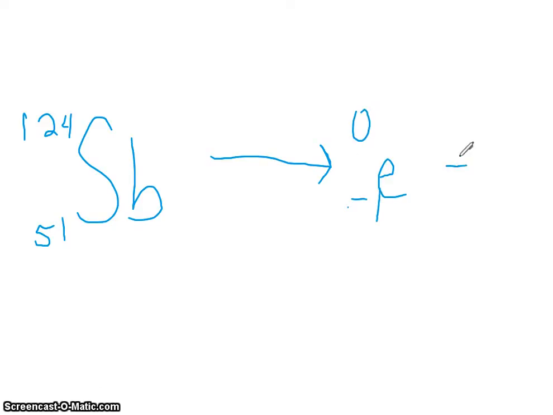We do the same thing to find the new mass number and atomic number. Subtract. So 124 minus 0 is 124. 51 minus -1 is actually 52. Remember your rules for adding and subtracting negative numbers. We then find the symbol for element number 52, which is Te, tellurium.